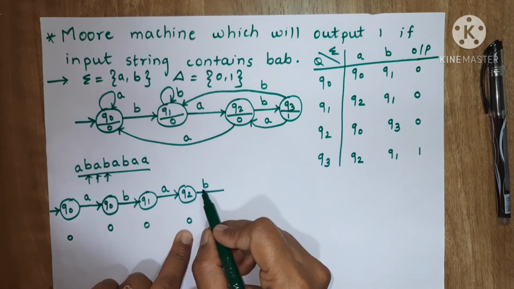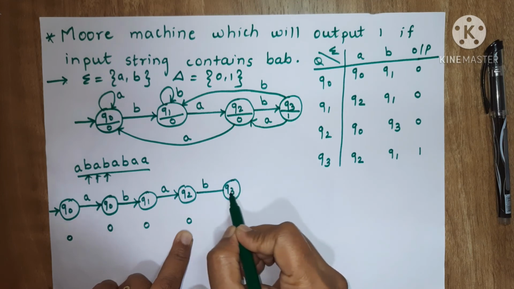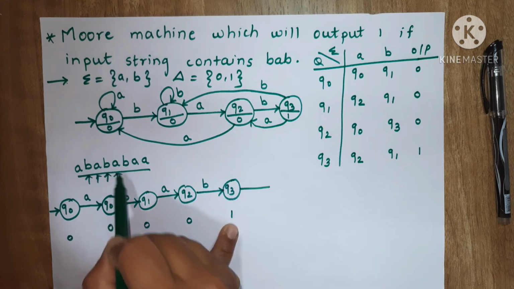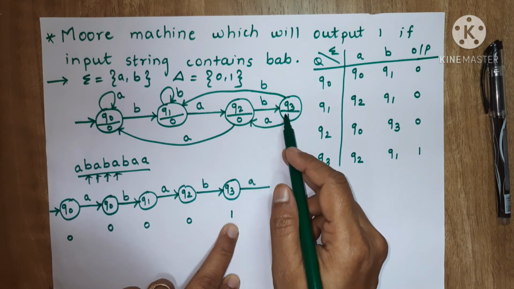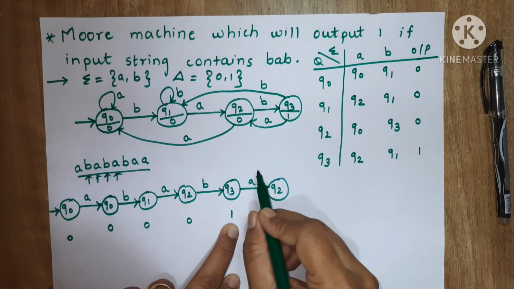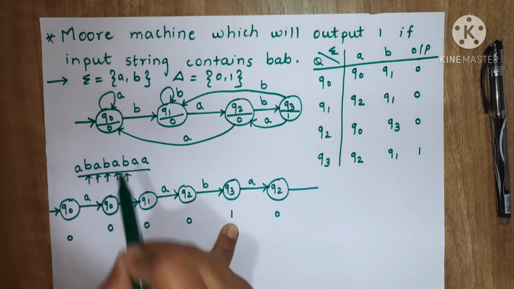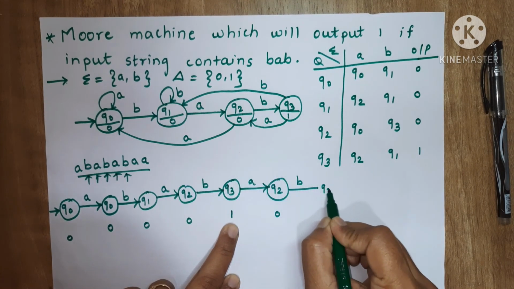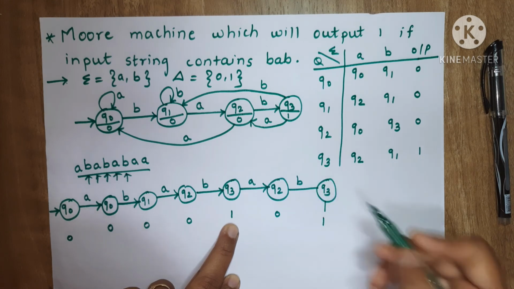Then the next alphabet which it is going to read is B. So in Q2 state, upon reading B, it will go to Q3 state, and Q3 state will produce output as 1. Okay. Next input alphabet is A. So in Q3 state, if it is reading A, it is going to Q2 state, and Q2 state is producing output as 0. Then the next input alphabet is B. So in Q2 state, if it is reading B, it will go to Q3 state, and again Q3 state will produce output as 1.